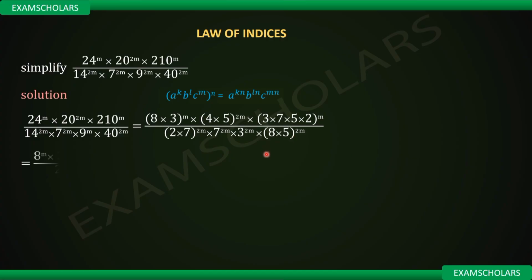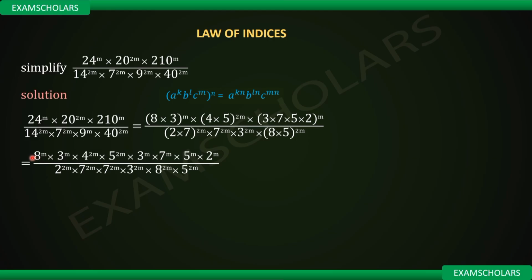To break it down properly, we are going to have 8 raised to power m, 3 raised to power m, 4 raised to power 2m, 5 raised to power 2m, 3 raised to power m, 7 raised to power m, times 5 raised to power m times 2 raised to power m. That is what you have here. Now let's look at our denominator. In your denominator, you have 2 raised to power 2m times 7 raised to the power 2m times 7 raised to the power 2m times 3 raised to the power 2m times 8 raised to the power 2m times 5 raised to the power 2m.